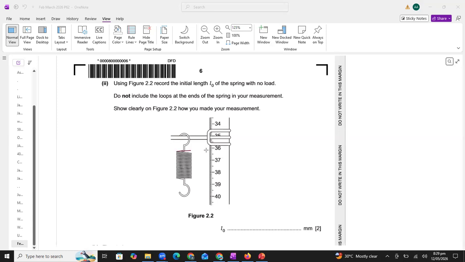So this must be the initial reading. This must be the final reading. And we have to measure the gap between both of them, so that would be the length of the spring. And they are saying do not include the loops, so you can see I didn't include the loops here. So what is the initial reading here, students? What is the value of the initial reading?